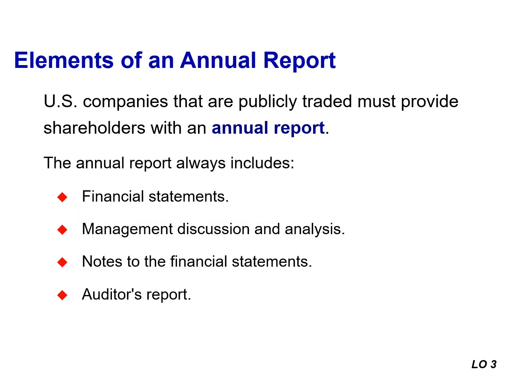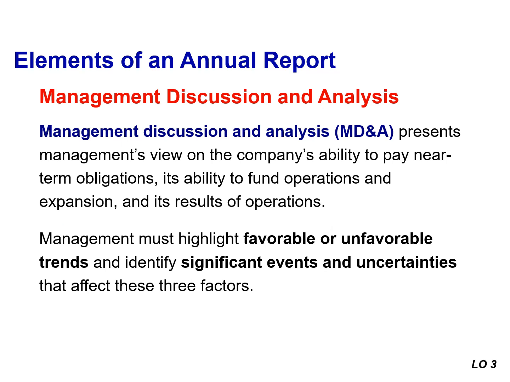Publicly traded U.S. companies must provide shareholders with an annual report. The annual report always includes the financial statements introduced in this chapter, and it also includes other important information such as management's discussion and analysis, notes to the financial statements, and an independent auditor's report. No analysis of a company's financial situation and performance is complete without a review of these items. The MD&A section presents management's views on the company. I like to think of this report as seeing the company through the eyes of management.